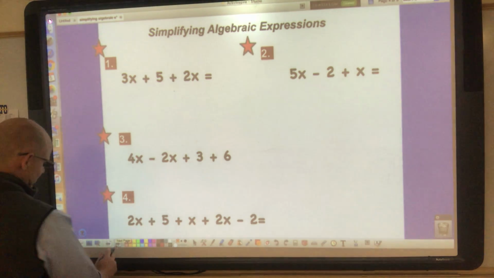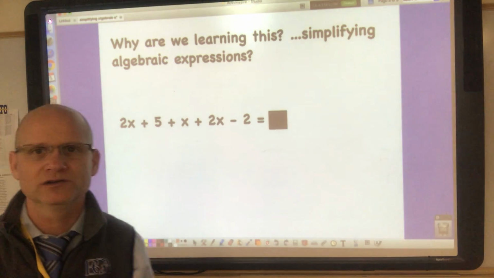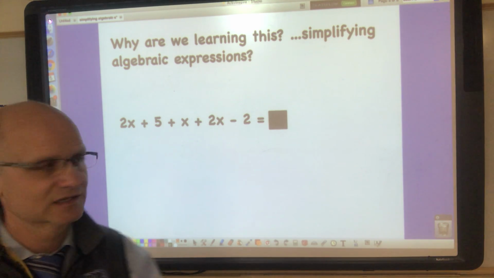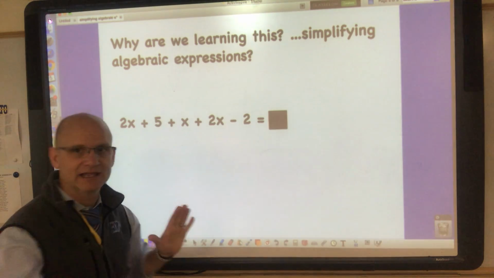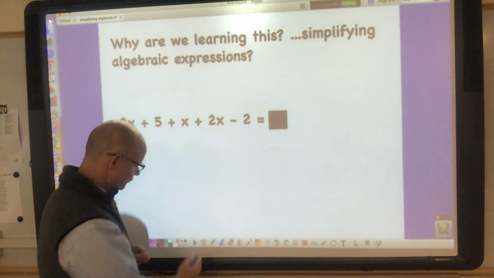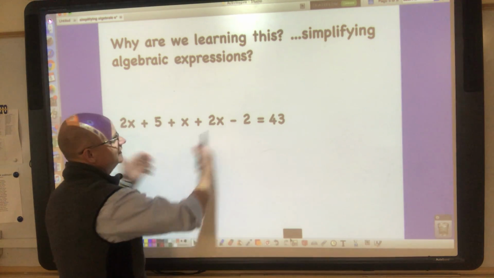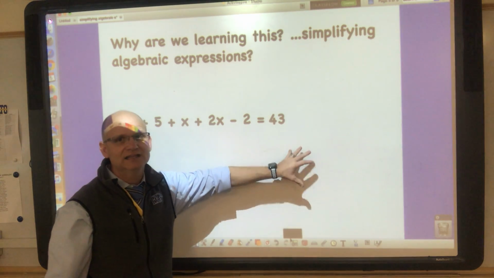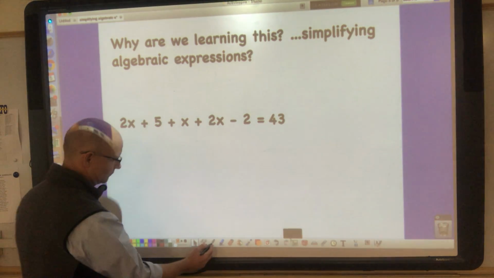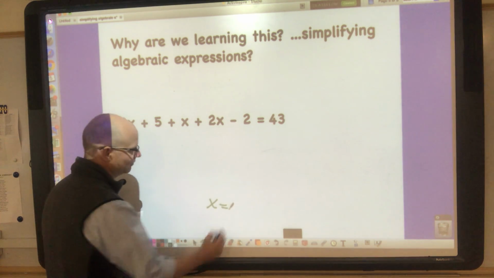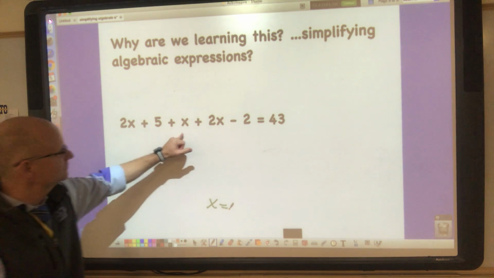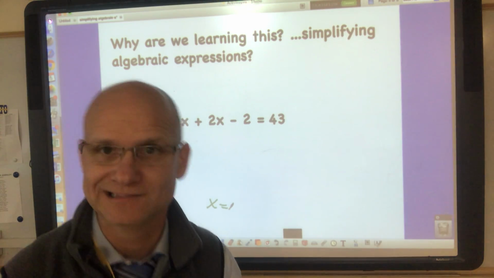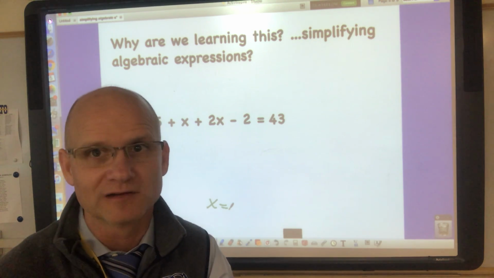And then the last thing I just want to discuss is why. Why are we learning this? Why are we learning how to simplify an algebraic expression? The reason is because eventually, in about a day or 2 or 3 days from now, you are going to be given what's called an equation. Because I now have an equal sign, and I now have the value on the other side. And so you're going to be asked to solve for x. What is x? We don't know. Right now, we don't know. Because it says 2 of these numbers plus 5 plus 1 of these numbers plus 2 of those numbers minus 2 is 43. That sounds hard. But if you simplify, you probably will know the answer. If you just simplify, okay?